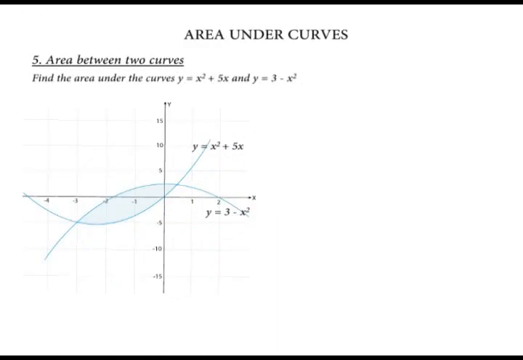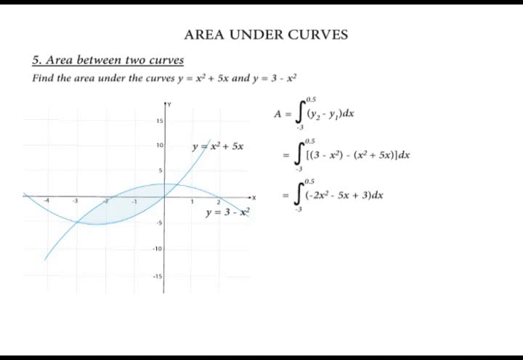Having that, we can now proceed. Area will be equal to the integral of y2 minus y1 with respect to x from x equals minus 3 to x equals 0.5. Proceeding, we subtract the 2. Y2 will be 3 minus x squared and y1 will be x squared plus 5x. We subtract and we get minus 2x squared minus 5x plus 3, and then we integrate that with respect to x from x equals minus 3 to x equals 0.5.